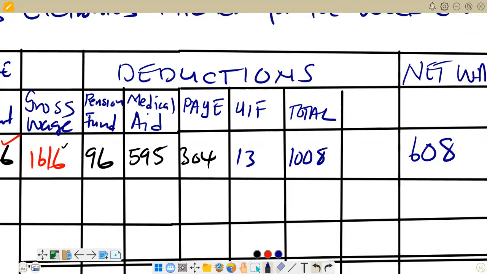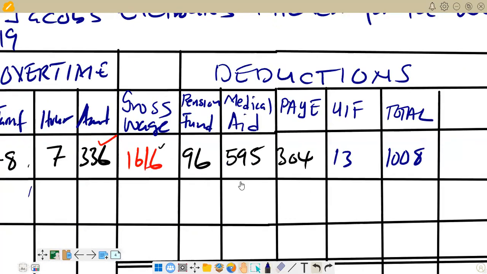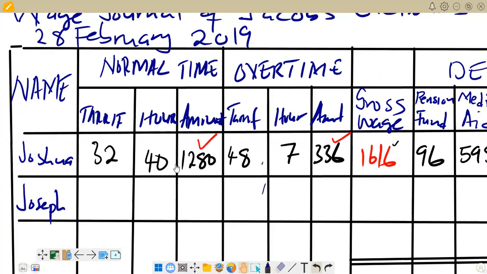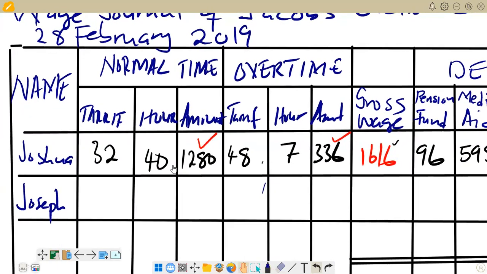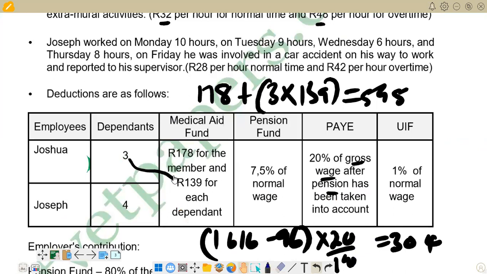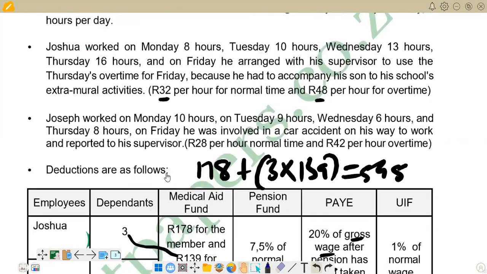So this is what we have in terms of the first worker, which is Joshua. So we can go to the next one. The next one that we have is Joseph. So we can check on Joseph now what actually is required. You can go back and check on the information that we are given. So Joseph is on the second point.